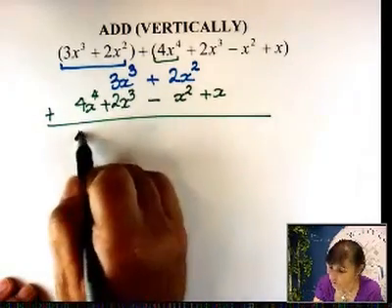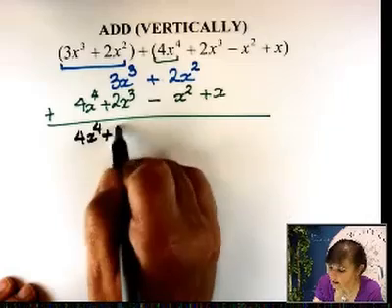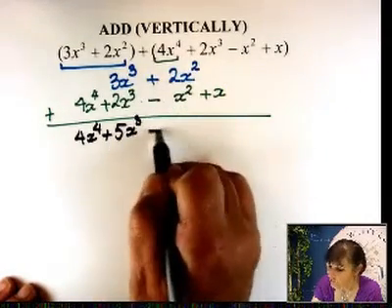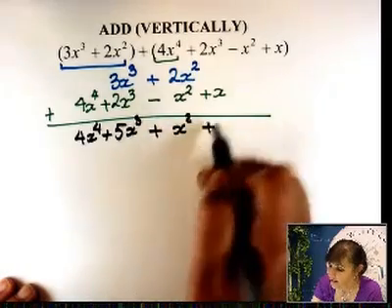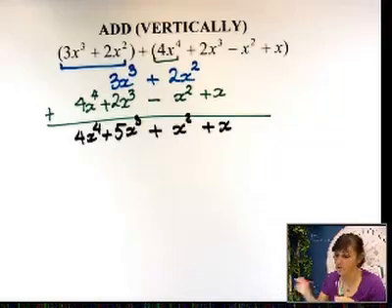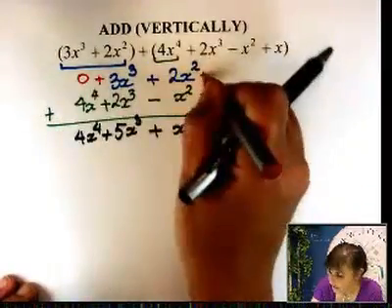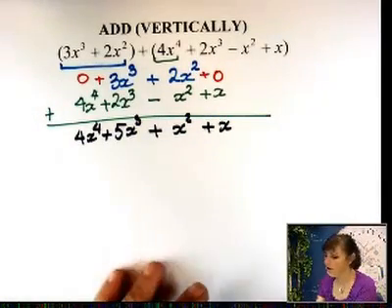This one is going to be 4. This one is 3 plus 2, that's 5. This one is 2 minus 1, that's 1. I don't have to put that 1 here. Plus, there's nothing to add here. You can also put little zeros here if you want, if that helps you out. So this is adding vertically.